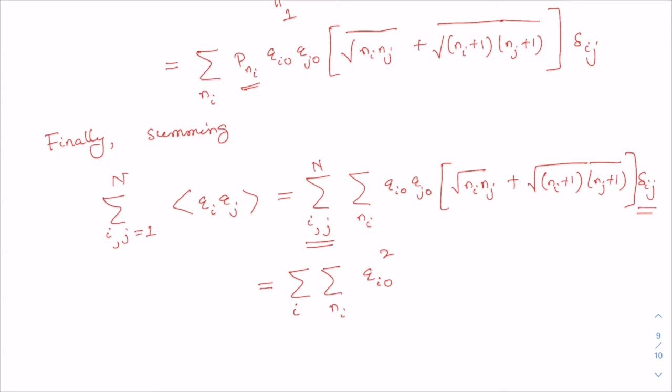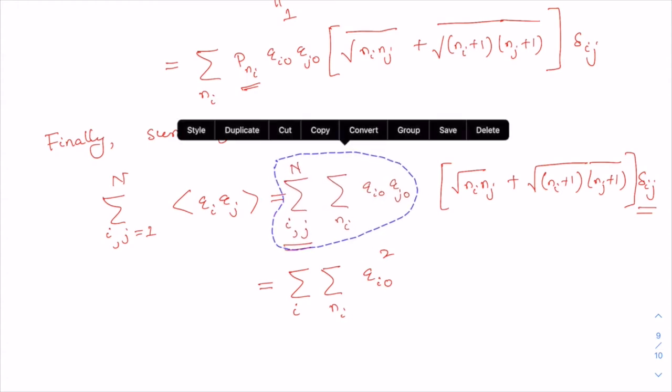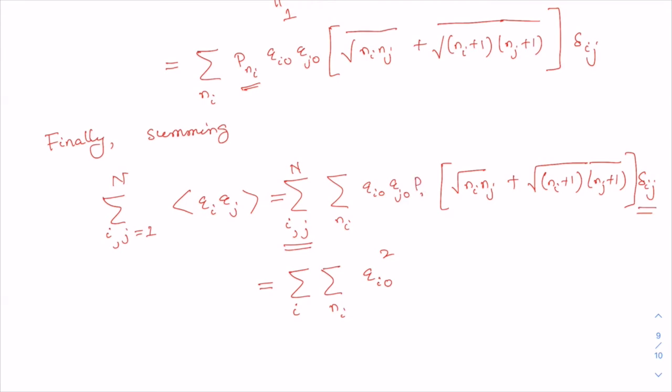So let me put it here. So I have p(n_i), or rather let me write it this way. Okay, then I have this term p(n_i) also, I have to write. So I have here p(n_i). Now because I take i equal to j, I will have q_i0 squared, then I have p(n_i). So from here I will get n_i, and from here I will get n_i plus 1. So this will give me 2 n_i plus 1.